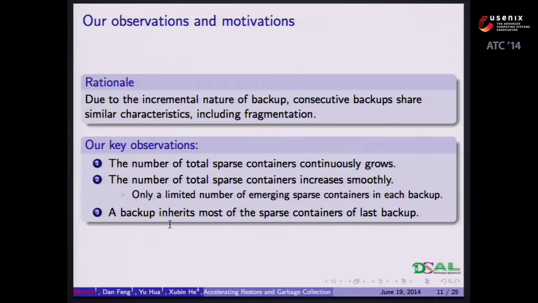First, the number of total sparse containers in each backup continuously grows. It indicates the problem caused by sparse containers becomes more severe over time. Second, the number of total sparse containers increases smoothly. It indicates in each backup we have only a limited number of emerging sparse containers. An emerging sparse container is not sparse in the last backup, but becomes sparse in the current backup. Third, a backup inherits most of the sparse containers of the last backup. It indicates a sparse container remains sparse in the next backup.